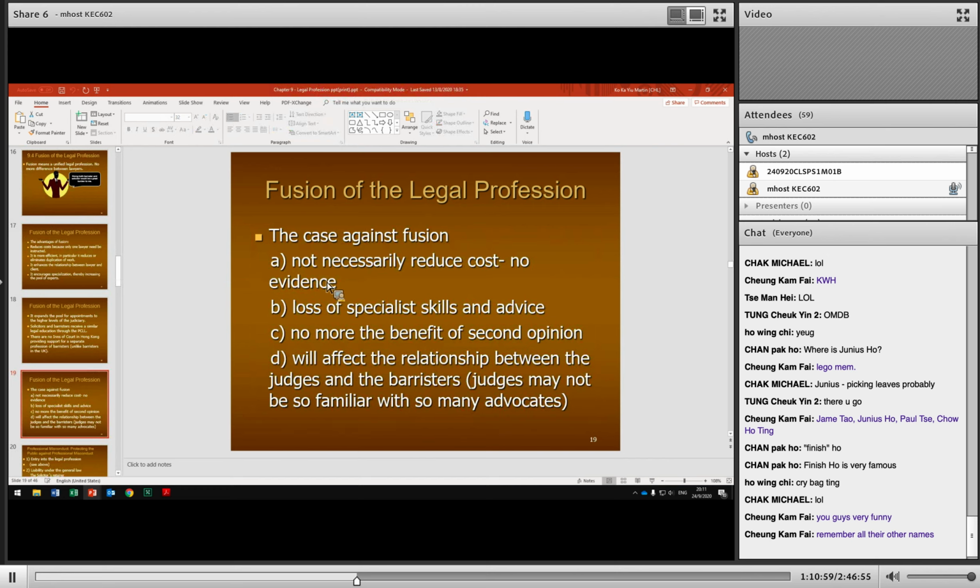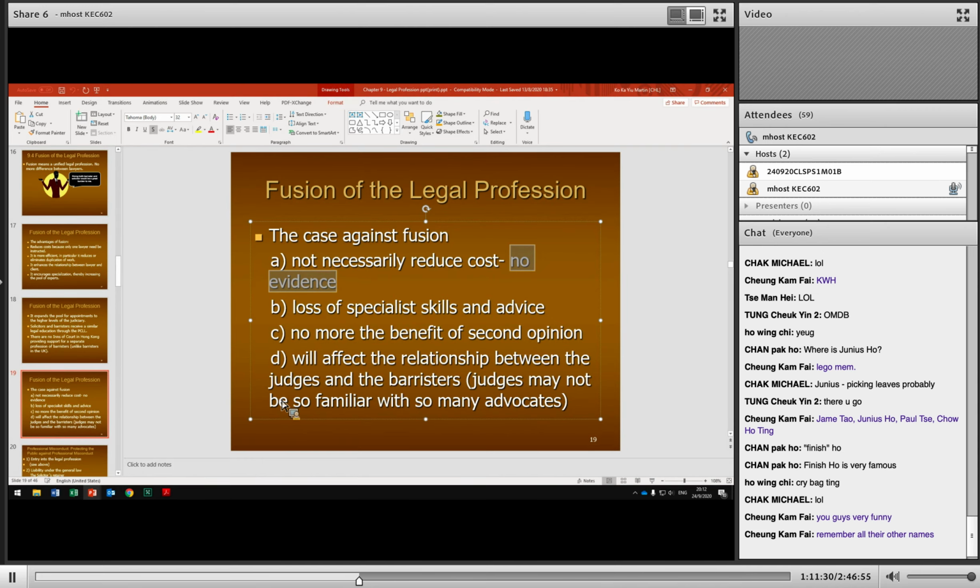But we also have arguments against fusion. Some people argue that it does not necessarily reduce cost. There's no evidence. Because if you want to put forward some argument, you have to do a lot of research. You have to do a lot of surveys to collect a lot of data to justify your argument. You cannot just use your common sense. You cannot say, oh, if you have fusion, you only need one lawyer. Oh, the fee for one lawyer must be lower than the fee for two lawyers.